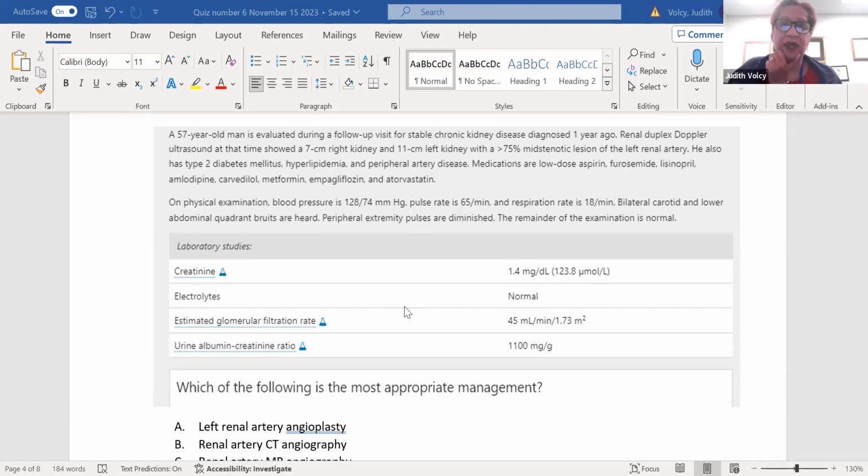And again, when I question my residents, a lot don't realize what the normal size measurements for a kidney are. So you have to know what the normal number is, because otherwise, as you see here, it doesn't tell you.